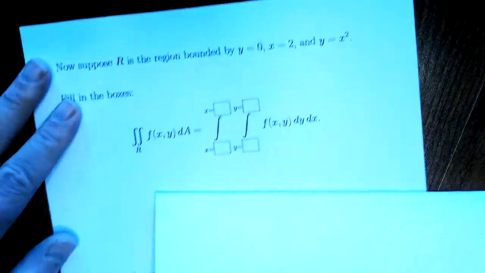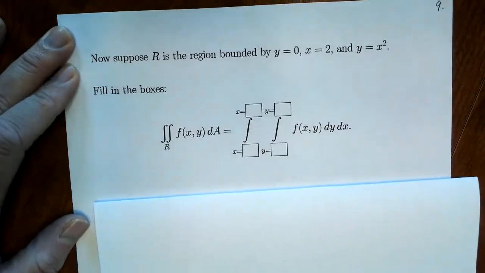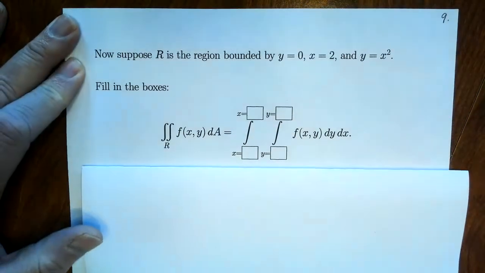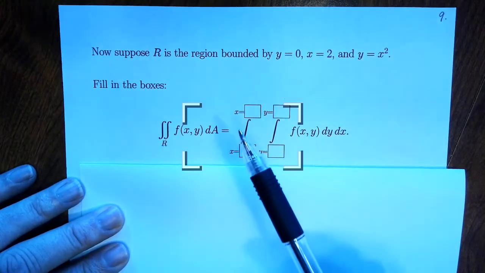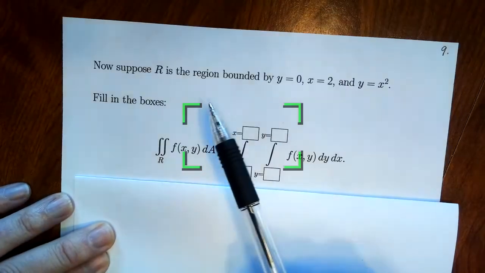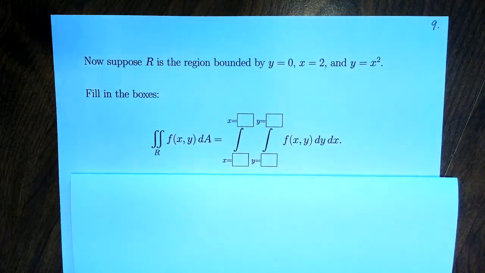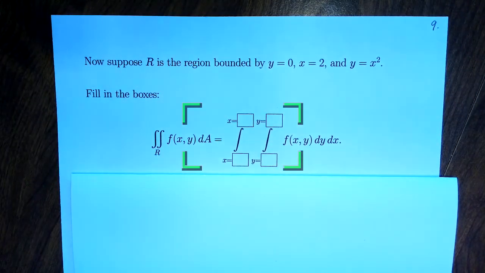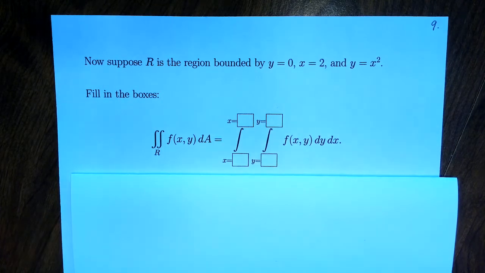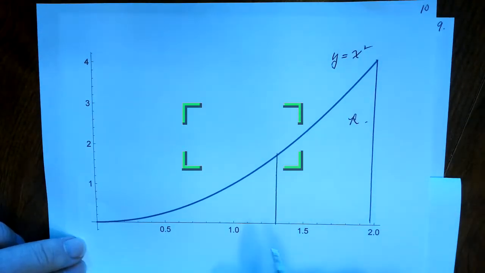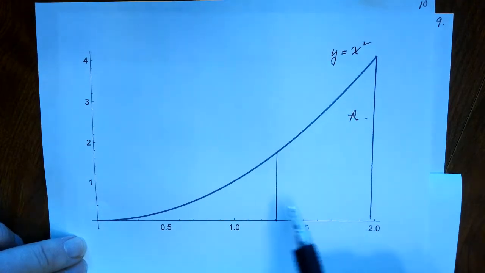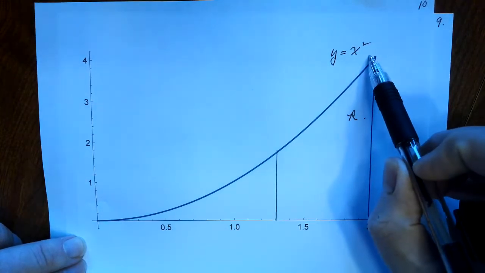Let's take a look at a slightly different example. One of the challenges of doing problems like this is choosing the endpoints. So we're going to suppose that R is the region bounded by y equals 0, x equals 2, and y equals x squared. That looks something like this: y equals 0, x equals 2, y equals x squared.